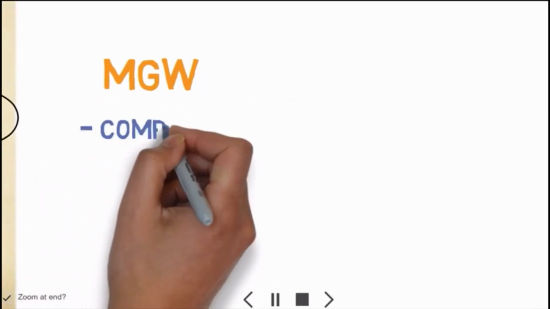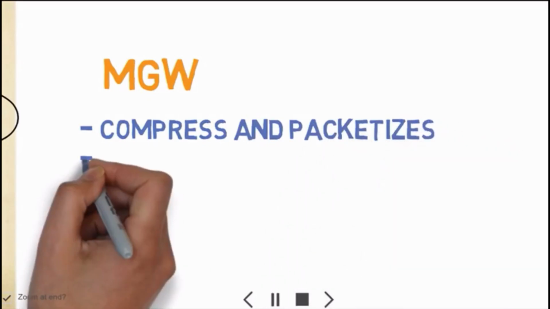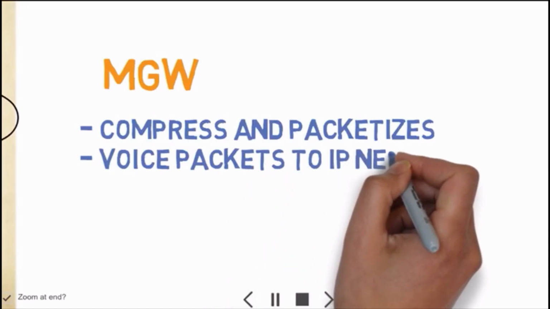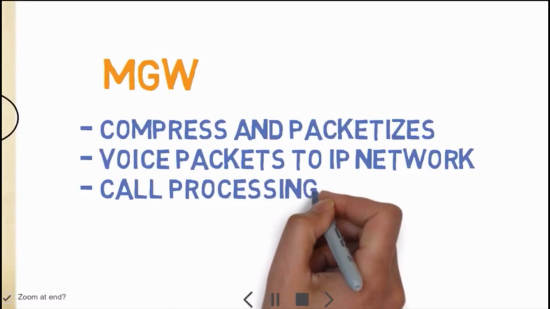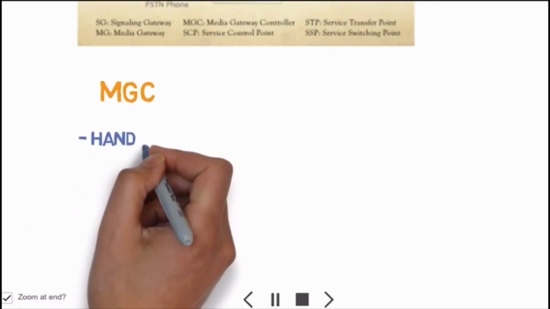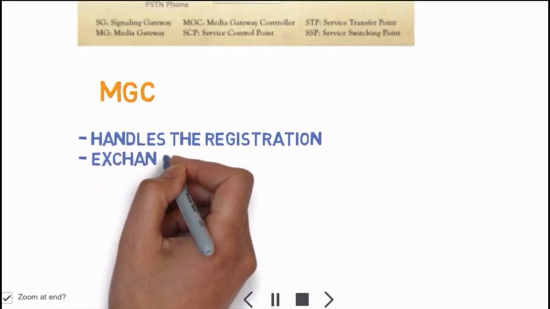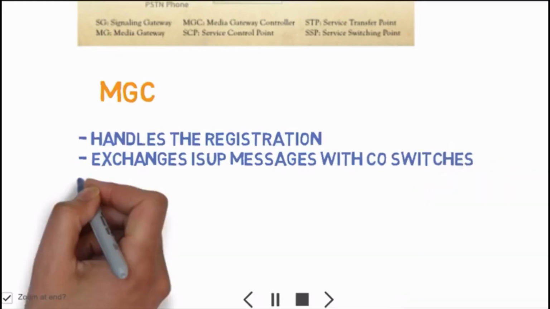The media gateway terminates voice calls on either switch trunks from the PSTN, compresses and packetizes the voice data, and delivers voice packets to the IP network. For ISDN calls from the PSTN, Q931 signaling information is transported from the MGW to the media gateway controller for call processing. The media gateway controller handles the registration and management of resources at the media gateways, and media gateway controllers exchange ISUP messages to its CO switches via the signaling gateway, sometimes called a sub-switch.